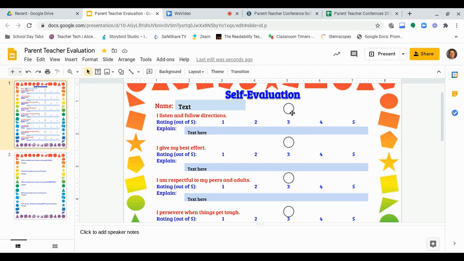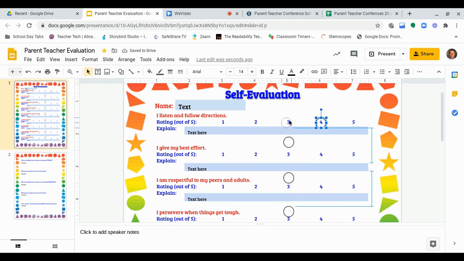Okay. And then what you're going to do is you're just going to move this circle over whichever rating you're going to give yourself. So if you're going to give yourself a 3, you'll move the circle over there. If it's 4, you'll move it there, 5 there, 2, 1, and just put it right on there.